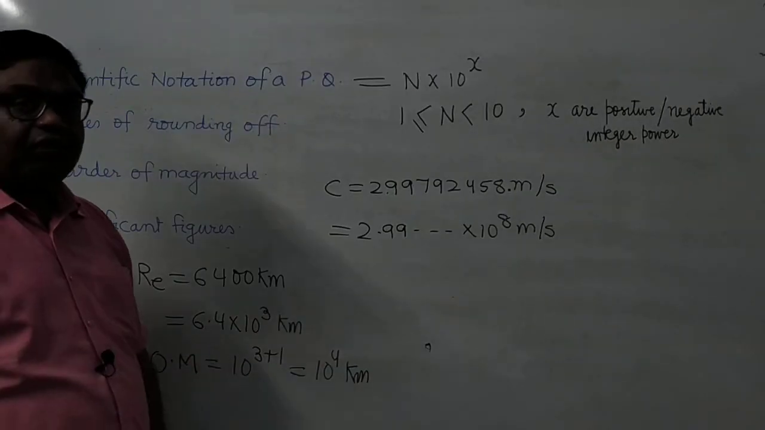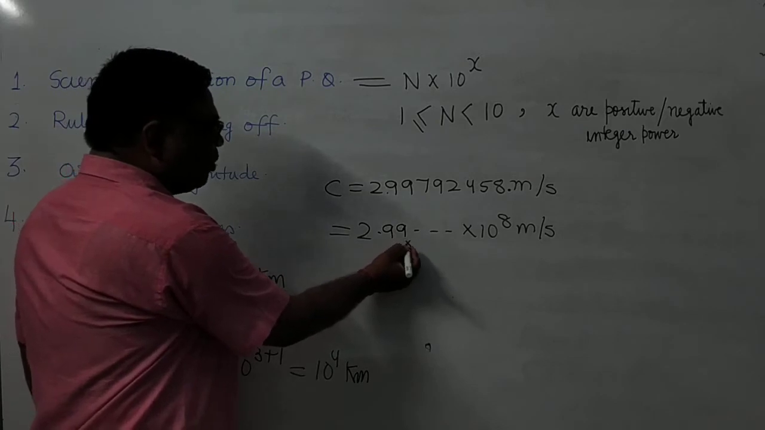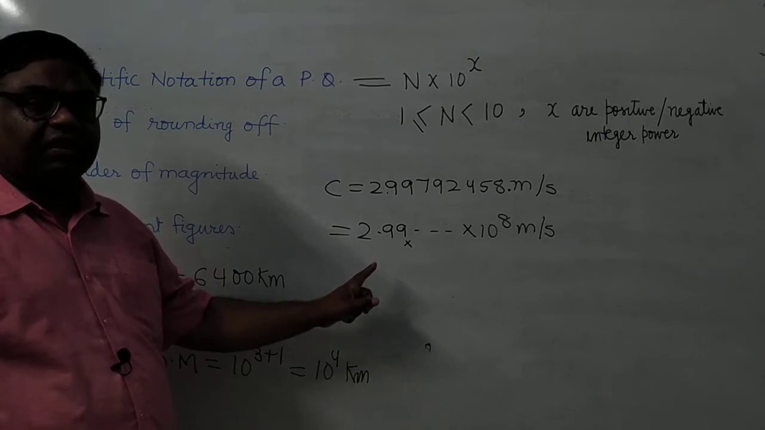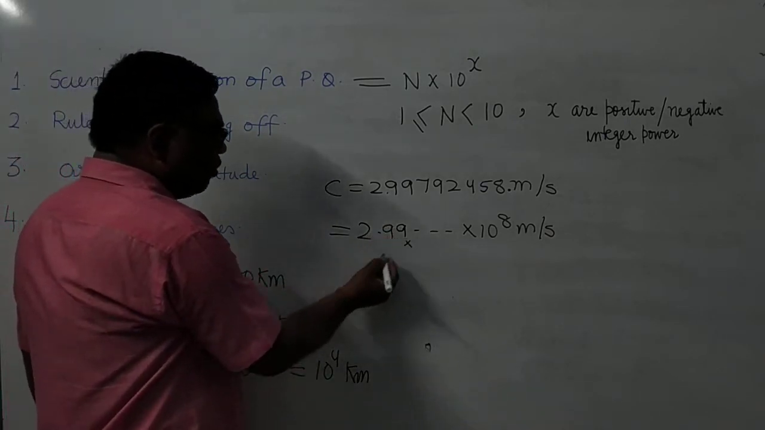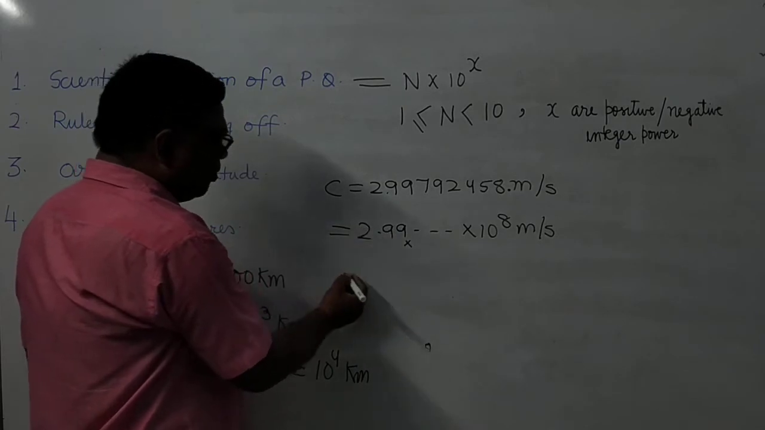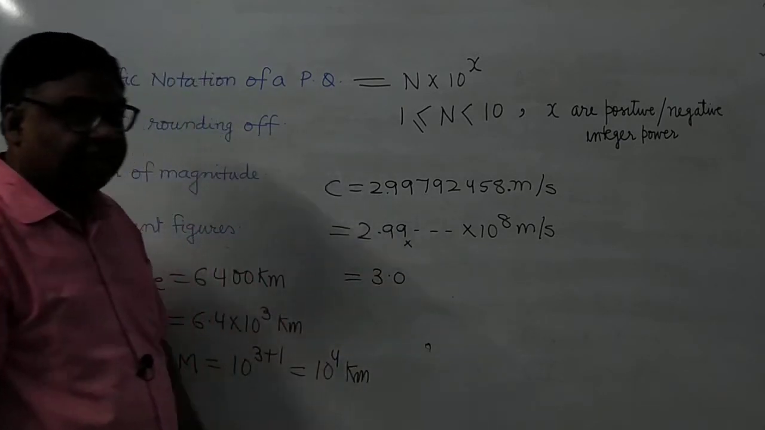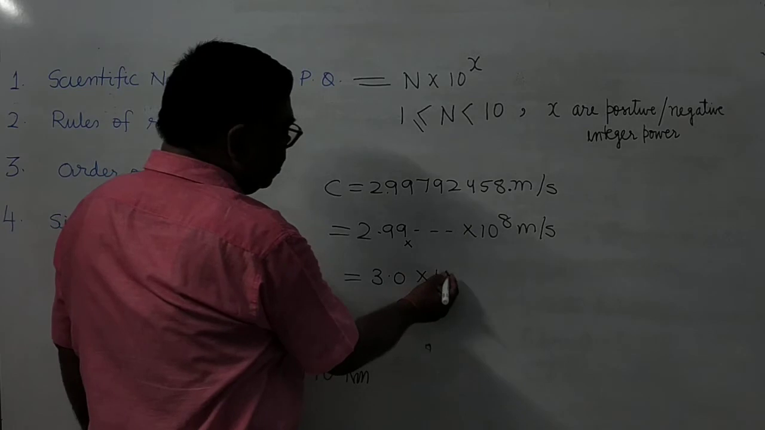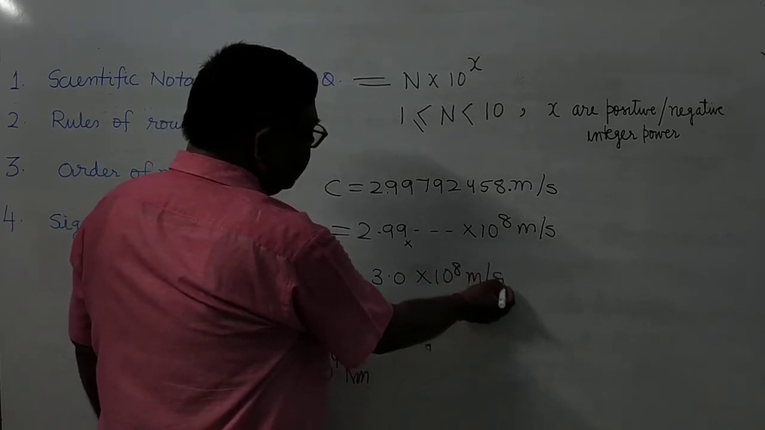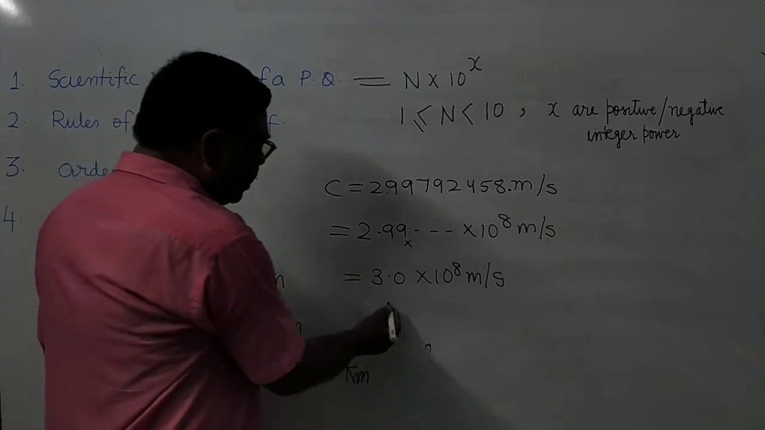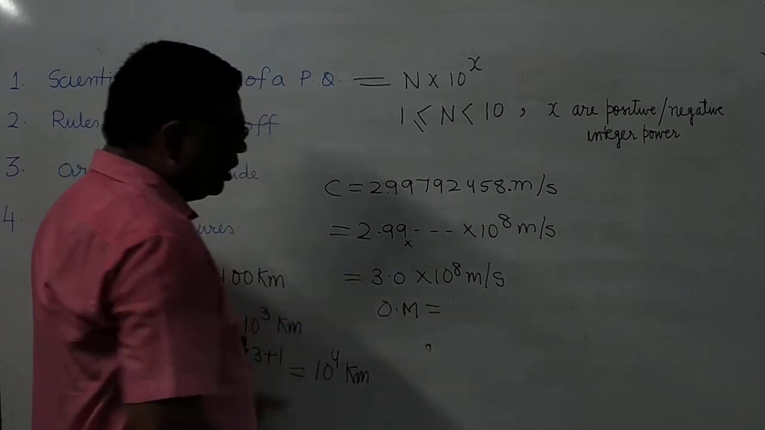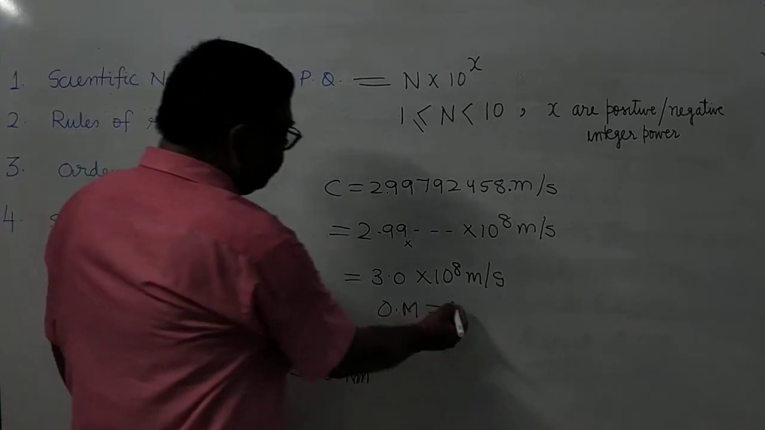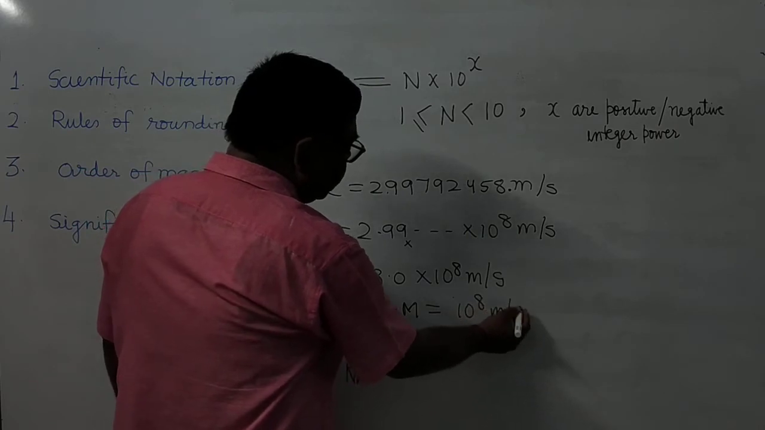Since you have to round off up to 1 decimal place, you see the second place; it is greater than 5, so 1 will be added in the preceding place. When you add 1, 9 plus 1 becomes 10, so here it will become 3.0, not only 3. You will not write 3, you will write 3.0 into 10 to the power 8 meter per second. Is it clear? So what will be the order of magnitude of the speed of light? Its value is less than 3.16, so the order of magnitude is 10 to the power 8 meter per second.